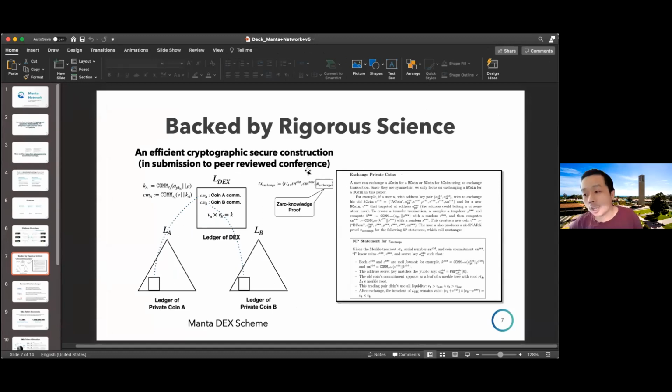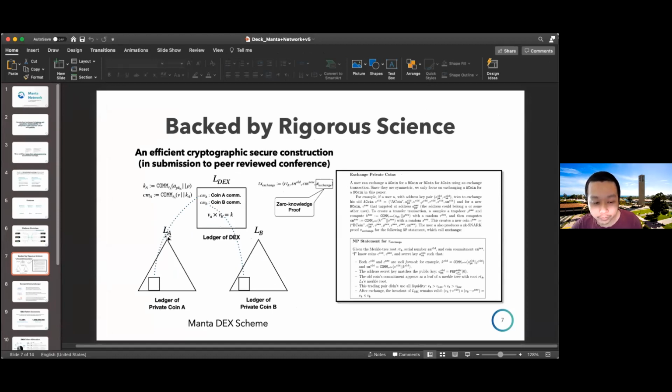So then, how can you make the decentralized exchange private? The protocol is actually pretty complicated because there are a lot of design considerations. However, the basic idea is simple.